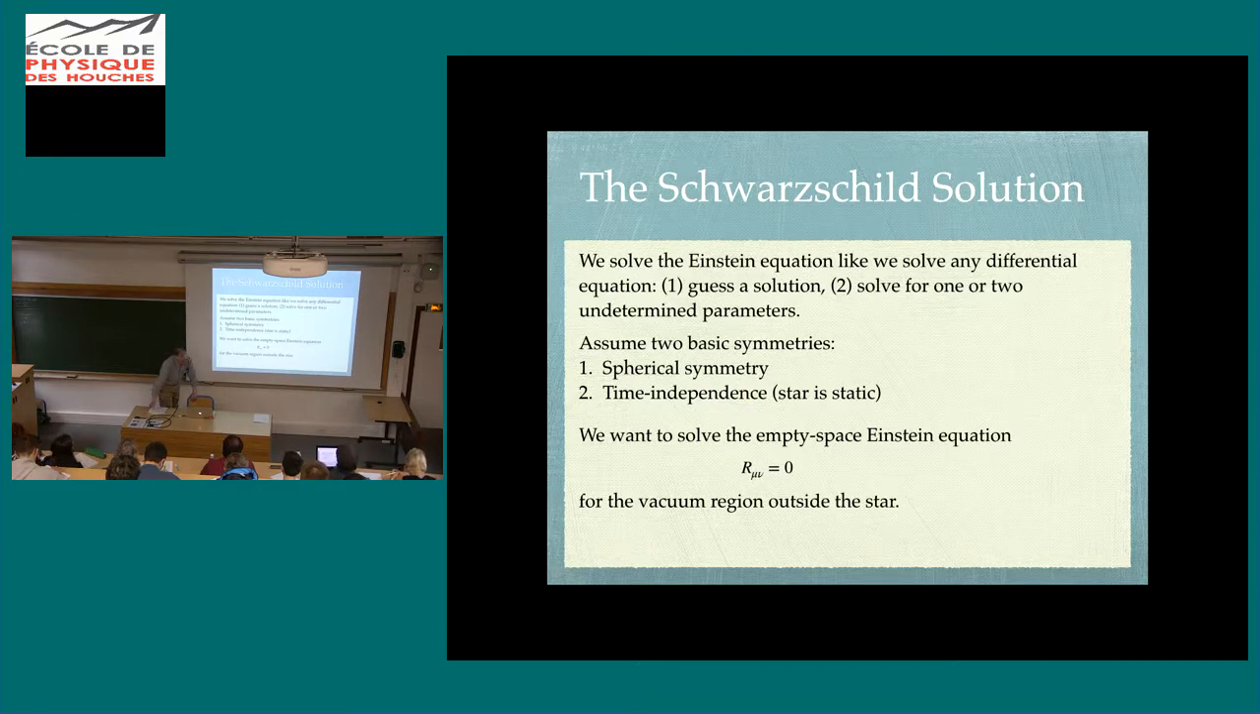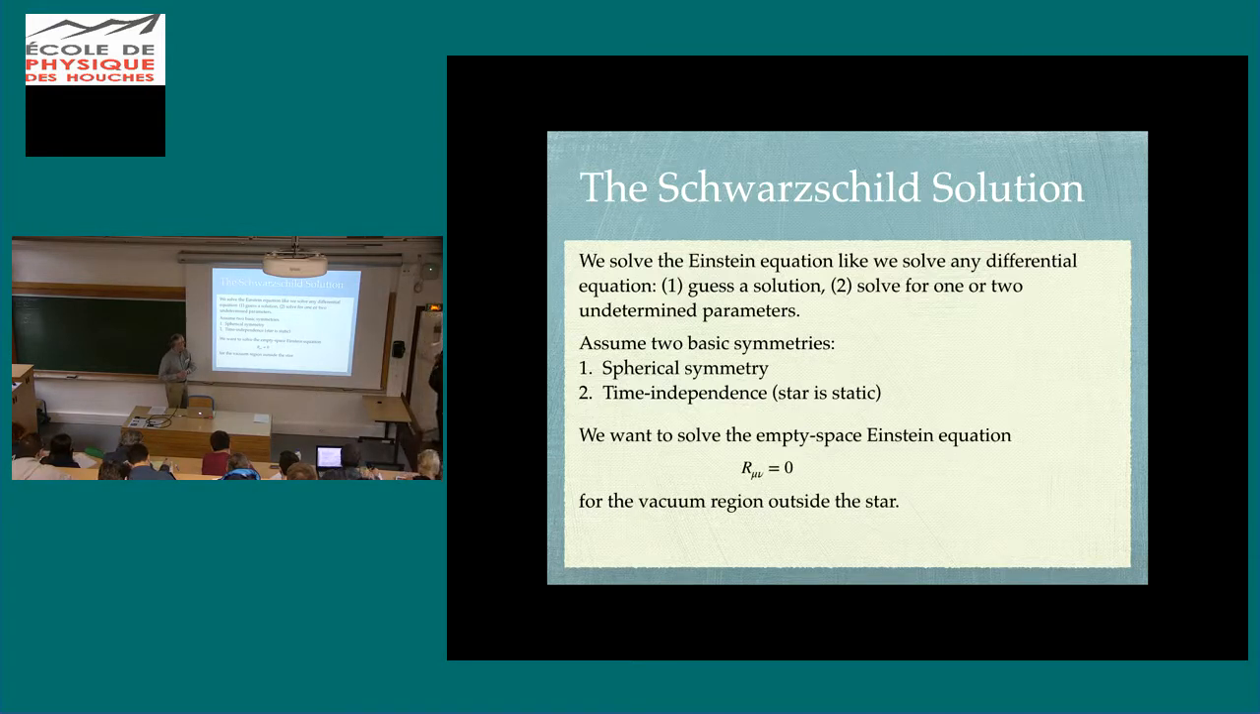So we're going to assume two basic symmetries. We're going to assume spherical symmetry, which means that I can imagine putting around my source a set of spherical surfaces, imaginary spherical surfaces, and that will reflect the symmetry of the source. And I'm going to also assume time independence. And I should be careful about saying static here, but I'm going to assume the star is static, or at least stationary.